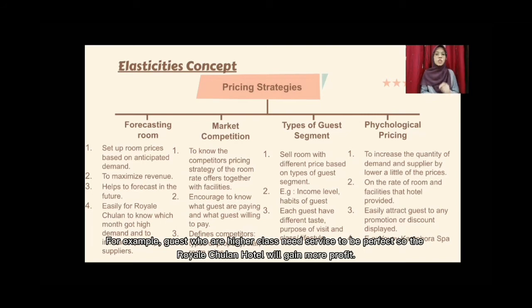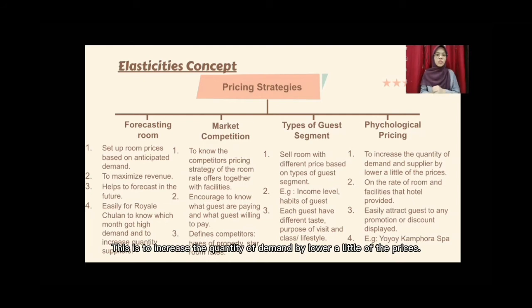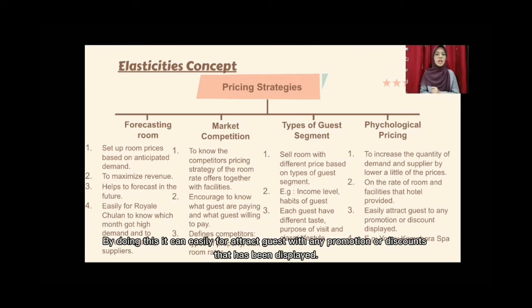For example, guests who are higher class need service to be perfect, so the Royal Chulan Hotel will charge more. Last, pricing strategy. The Royal Chulan Hotel will use psychological pricing in the setting of rate, room, and facility the hotel has provided. This is to increase the quantity of demand by lowering the price a little. By doing this, it's easy to attract guests with any promotion or discount that has been displayed.